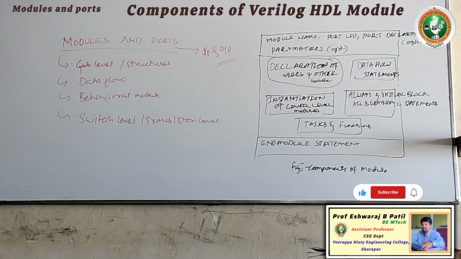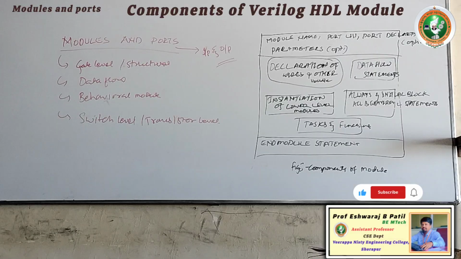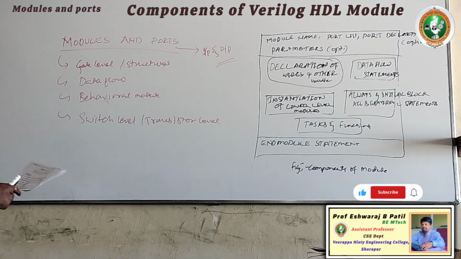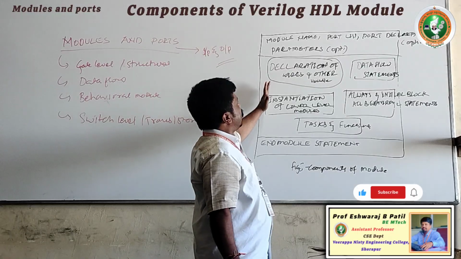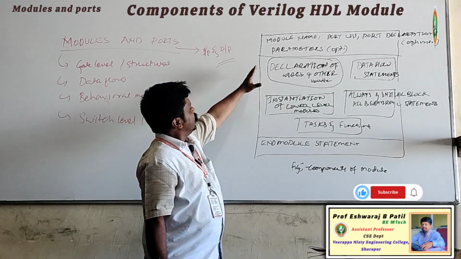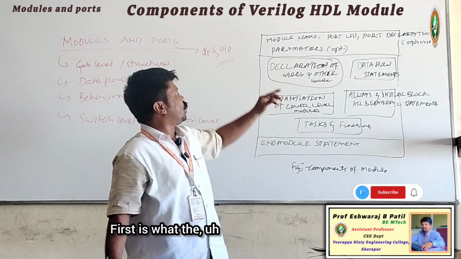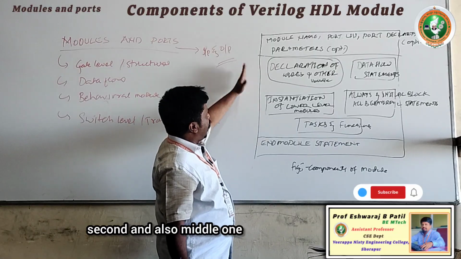Next point, a model in the Verilog HDL consists of different parts as shown in the figure. You should write this figure, copy this figure. First, there are three blocks here: first, second, and also the middle one.